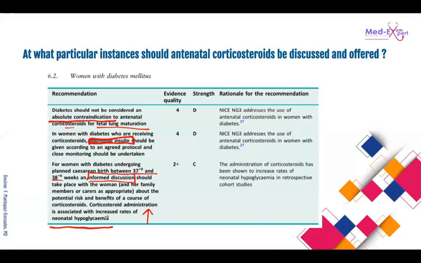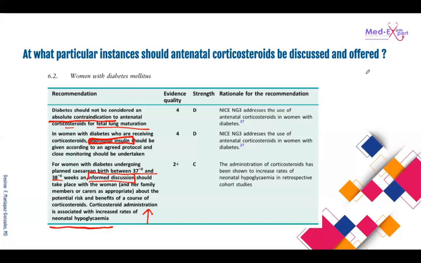Excuse me, doctor, can I ask one thing? Yes. This guideline is telling for women with diabetes mellitus. Do they mean type 1, type 2 diabetes, or GDM also? Yes, all diabetes. For all.